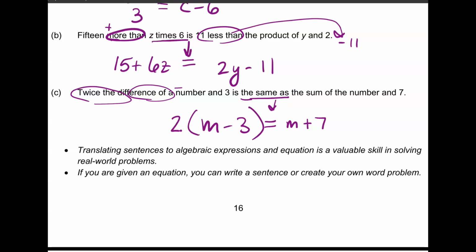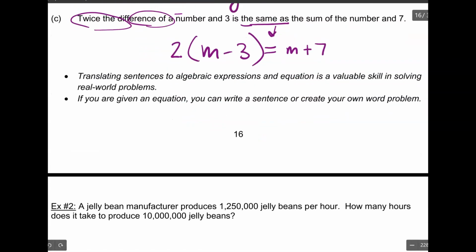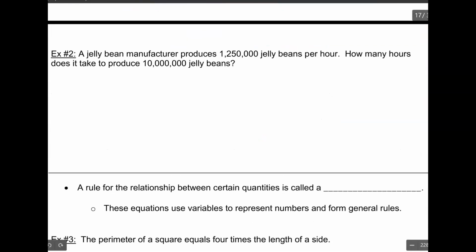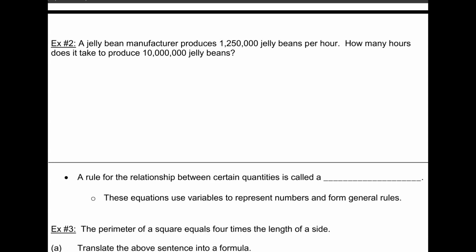Okay, so translating sentences to algebraic expressions and equations is a very valuable skill in solving real-world problems. If you're given an equation, you can write a sentence or create your own word problem. So here we're given this issue that's going on. We could write our own word problem. We could write an equation for it to solve. So a jelly bean manufacturer produces 1,250,000 jelly beans per hour. How long does it take to produce 10 million jelly beans?